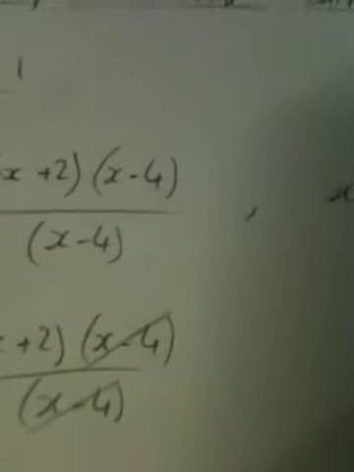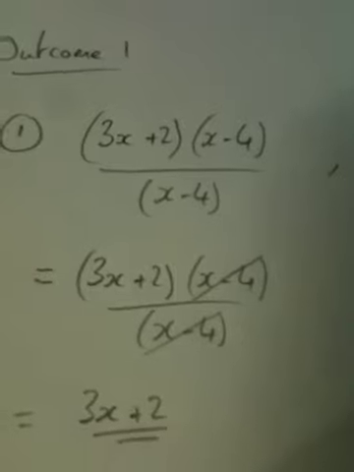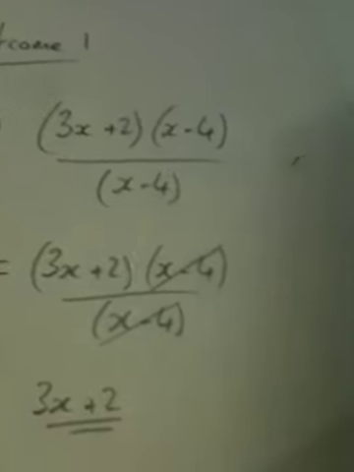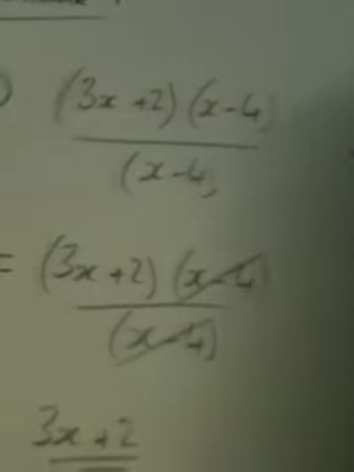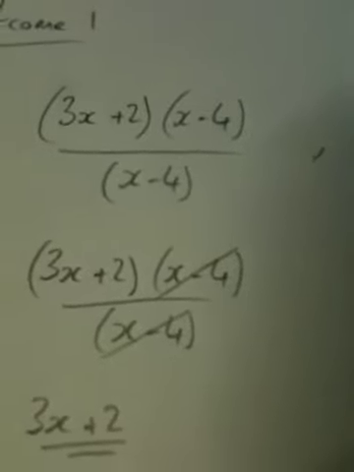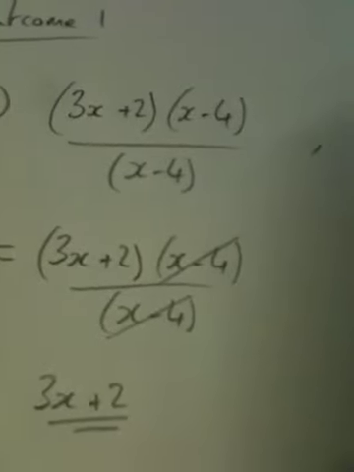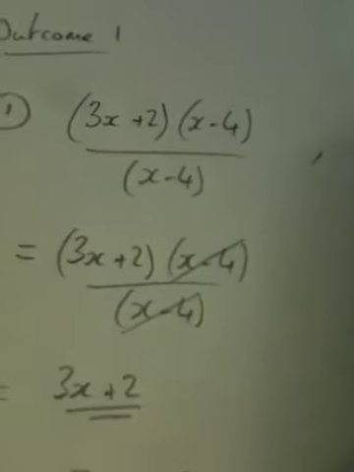First question we have is here. We've got to simplify (3x + 2)(x - 4) over (x - 4). It says x is not equal to 4. What does that mean? Well, it means that you cannot divide by 0. So on the bottom of the fraction we've got x minus 4. If you put 4 into there for x, you get 4 take 4, which would be 0. You cannot divide by 0.